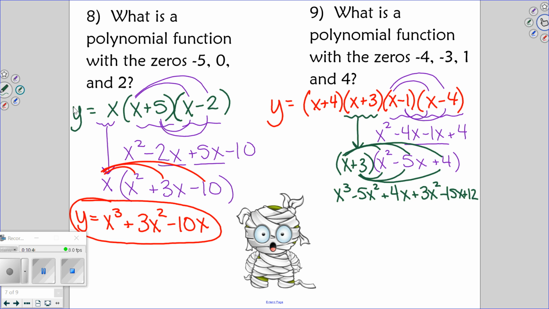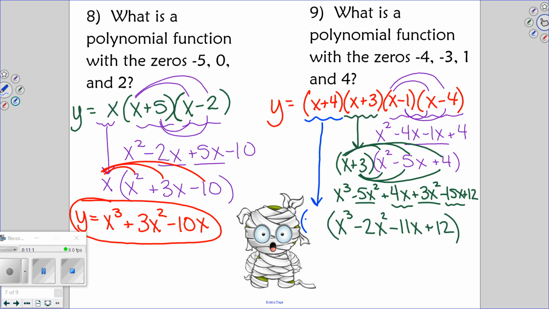So now let's clean up our like terms. So x cubed minus 2x squared, negative 11x plus 12. Yes, that's minus 15x. Yep, and we'll bring down the next one. And then we'll multiply this one through. Again, it's not hard, it's tedious.